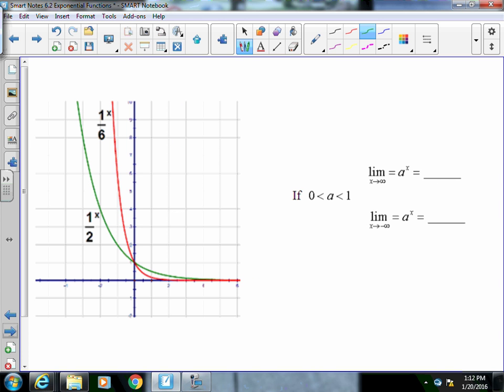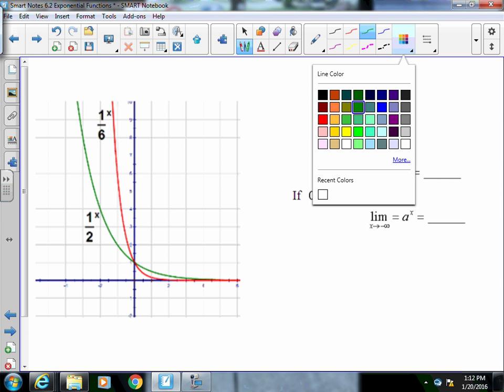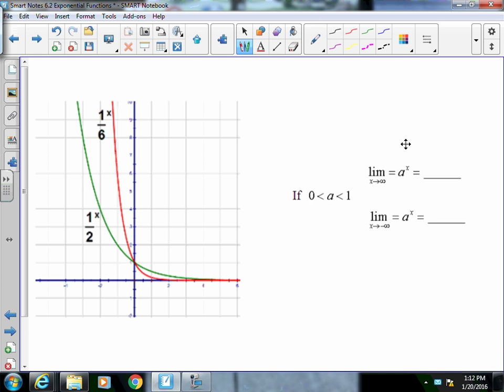Now, when a is negative, a little bit different. I apologize for those extra equal signs. When a is negative, that reflects our graph over the y-axis, and as we approach infinity, we are now approaching 0. And as we approach negative infinity, we are now approaching infinity.